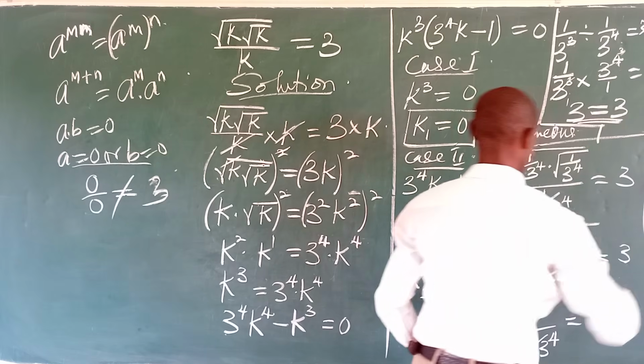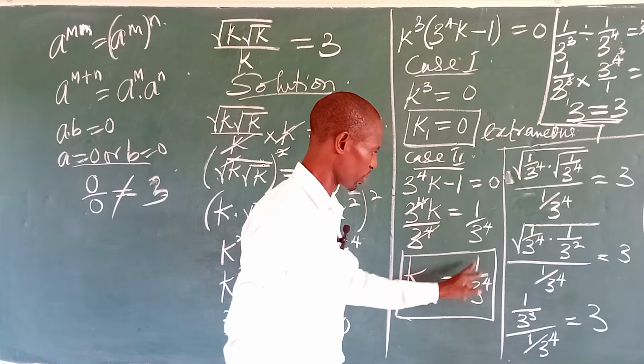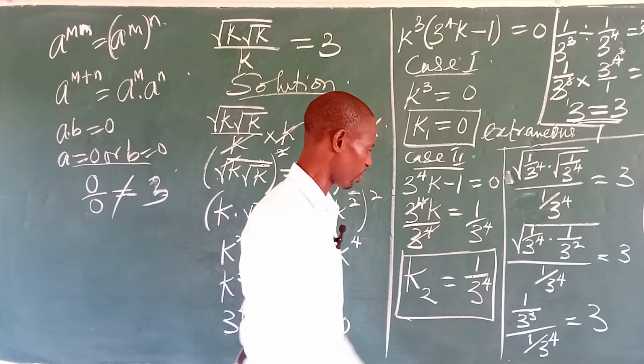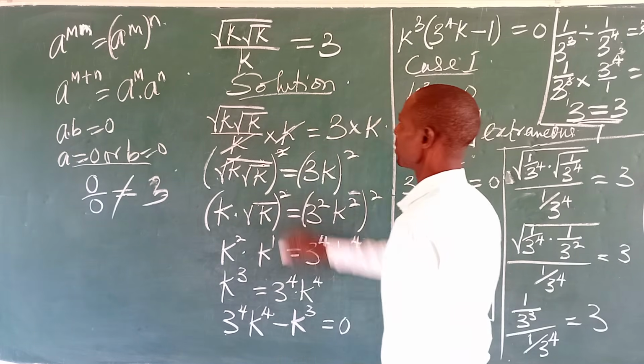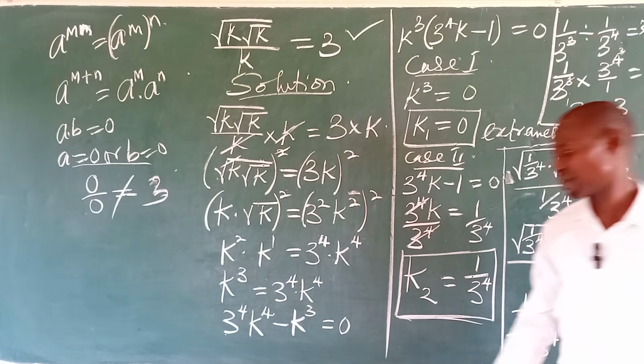So our answer here, k2 equal to 1 all over 3 to the power of 4, actually satisfies the original equation. But the first one does not satisfy the original equation.